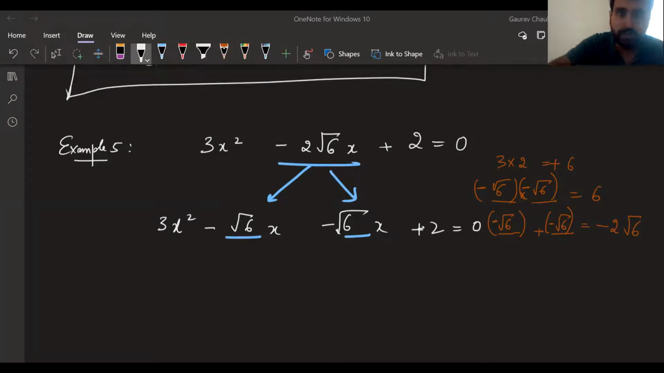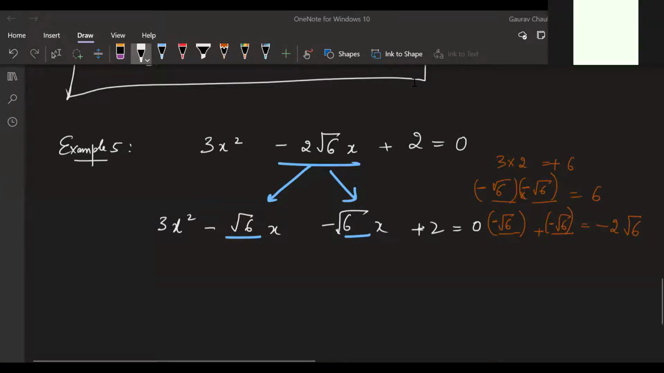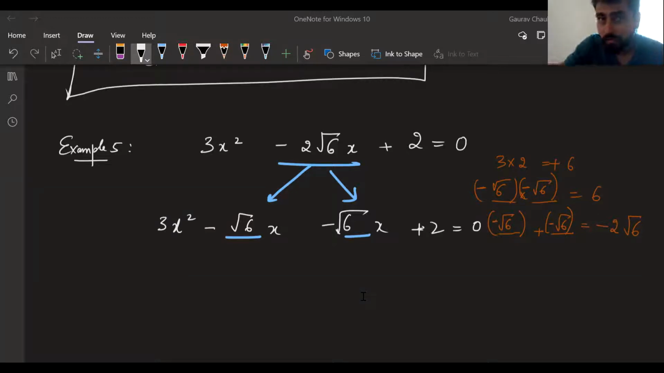Yes, Manisha, go ahead. Sir, minus root 6 plus minus root 6, that will become minus root 12, sir. Really? Manisha, I have always asked you to treat root 2 as a variable. I have asked you to treat it like that. Okay. Because when we treat it like that, our logic becomes clear.